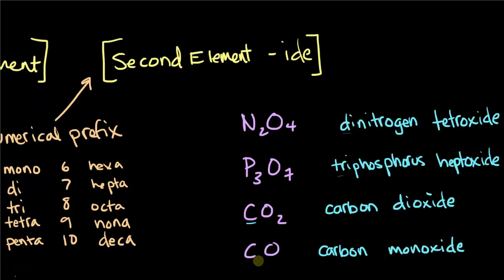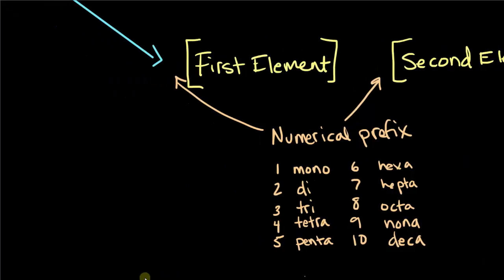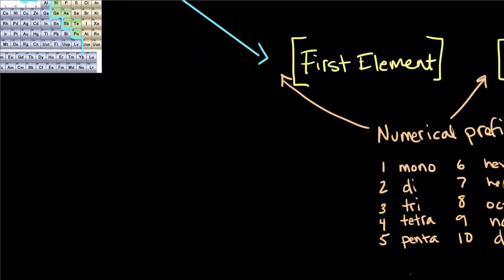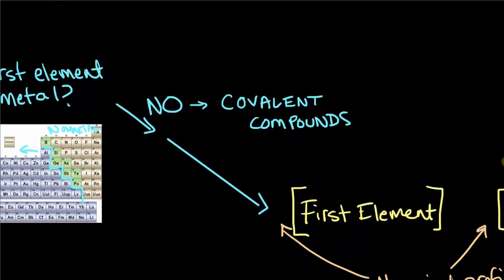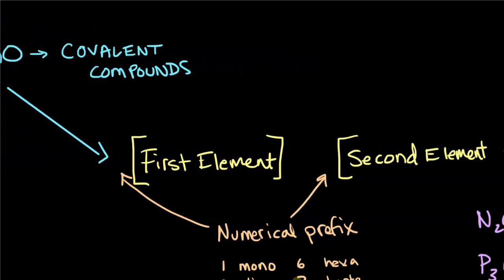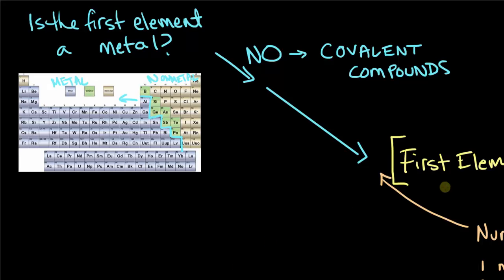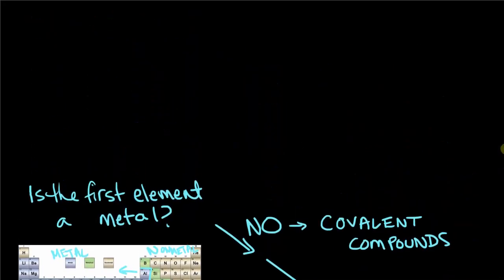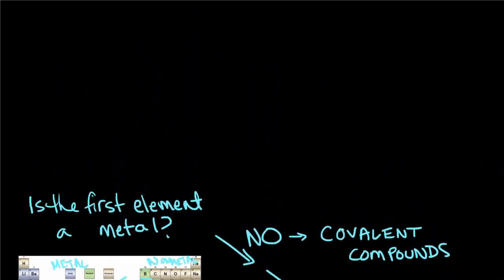If there's only one atom of the first element in the compound, then you don't include the prefix mono. You just say the compound, as in carbon dioxide or carbon monoxide. So, pretty straightforward. If your first element is not a metal, you just say the first element name, the second element name, and you add a numerical prefix. If your first element is a metal, then we're going to have a few different branches of the tree here.